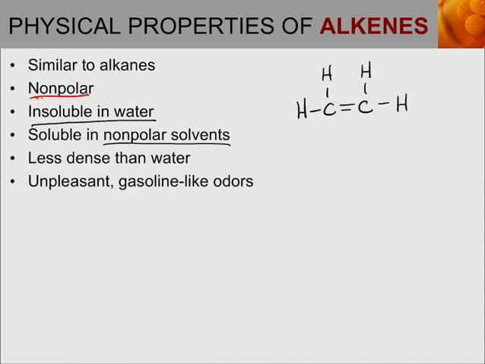Now, alkenes are also typically less dense than water. So remember, the density of water is 1 gram per milliliter. So the density of an alkene would be less than that, so maybe 0.9 or 0.8, or even less.